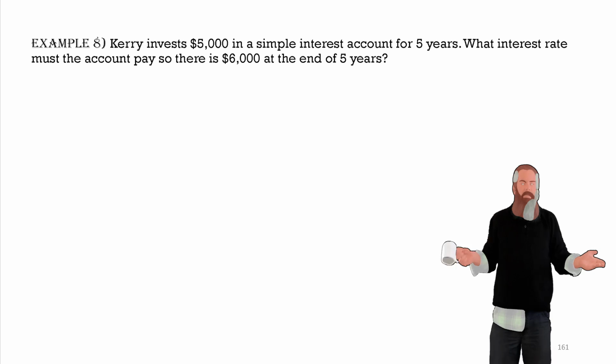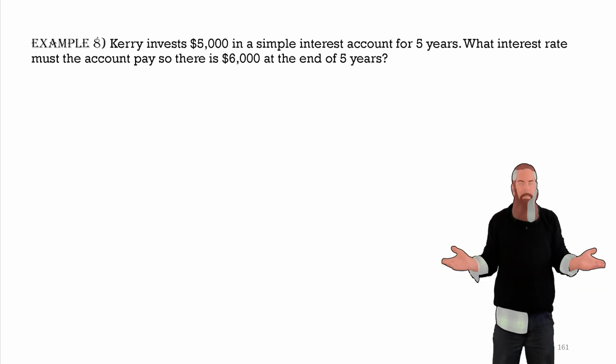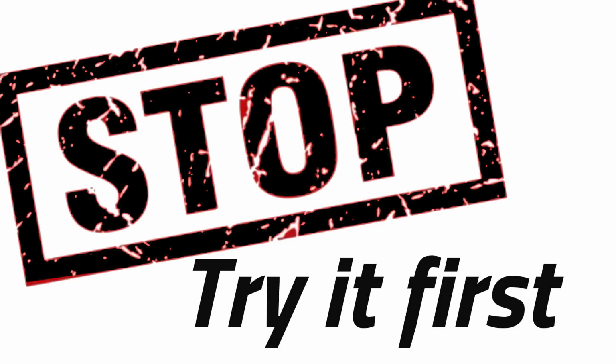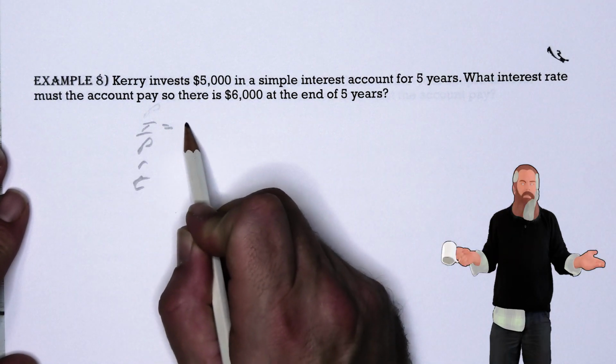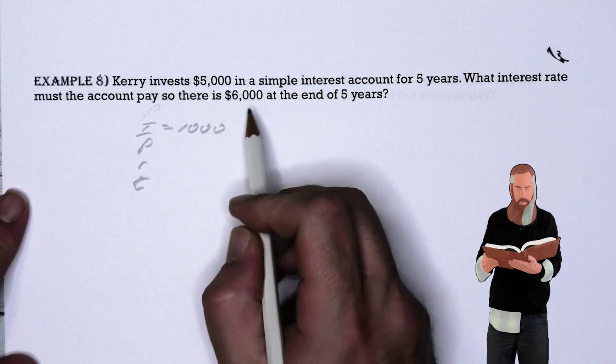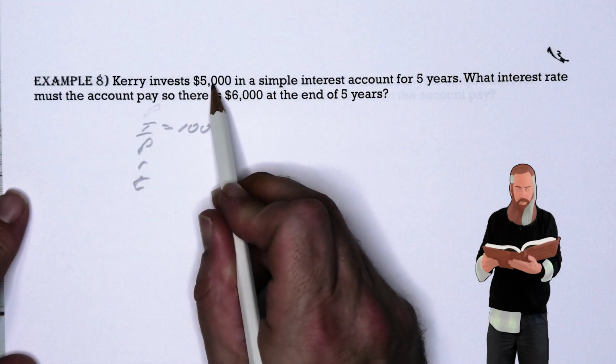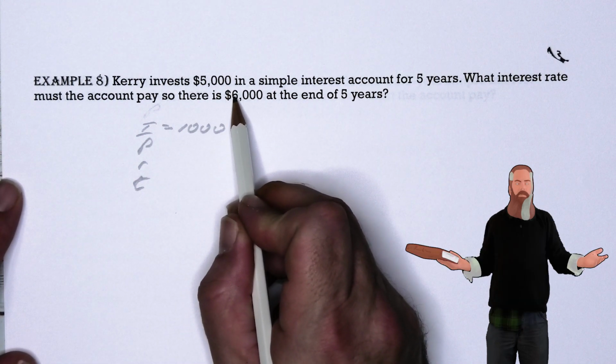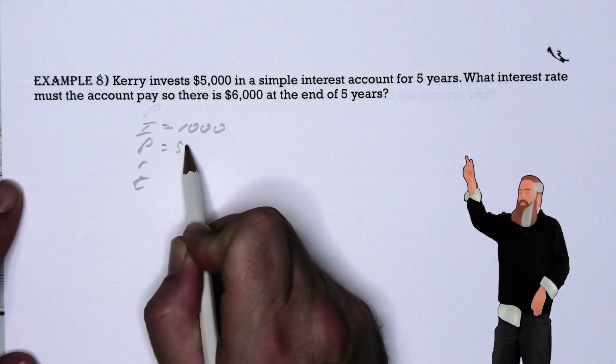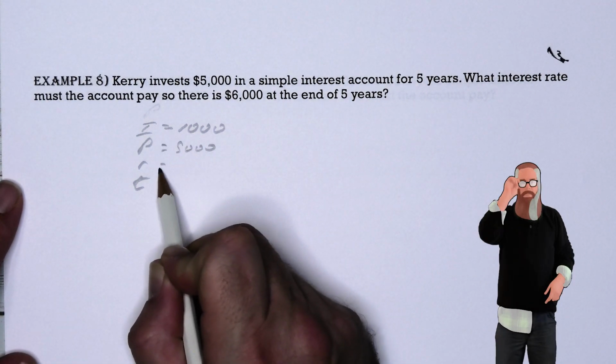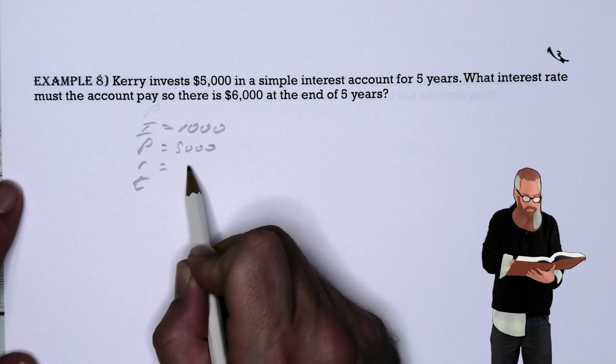Kerry invests $5,000 in a simple interest account for 5 years. What interest rate must the account pay so that there is $6,000 at the end of 5 years? We know that the interest that we want to earn is $1,000. That's the difference between the $5,000 in there and the $6,000 that they want to have. The principal amount is $5,000. Now, the rate is unknown to us.